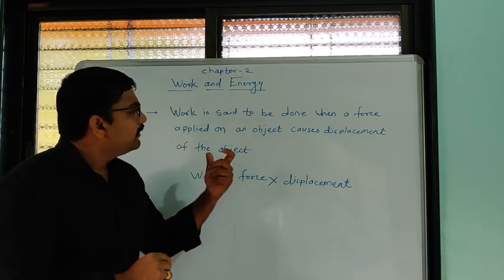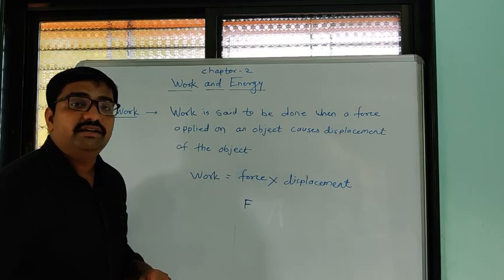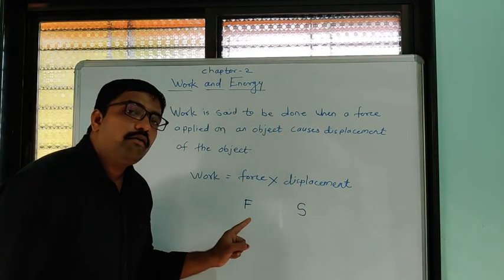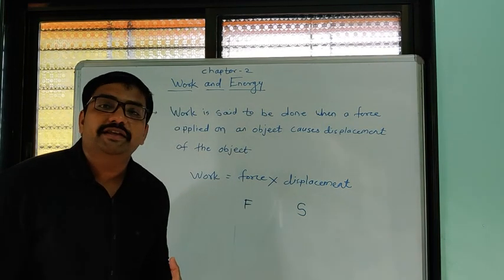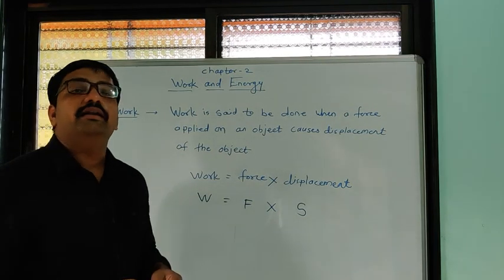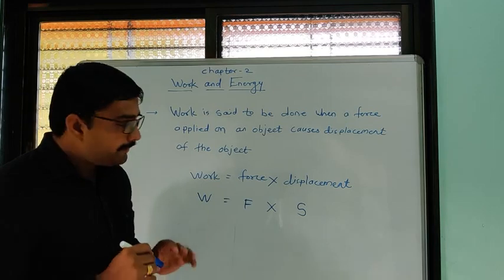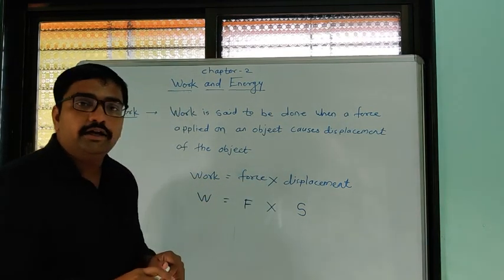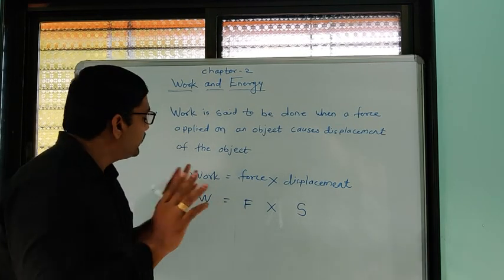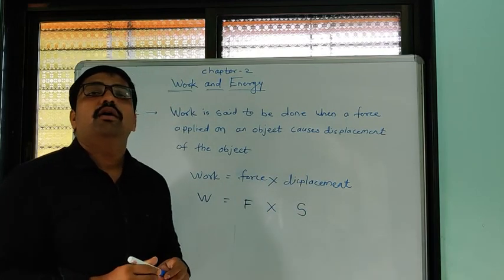So suppose F is a force we apply on some object, and due to that force, S is the displacement produced in the object. Then work is given by force into displacement. That is the formula of work. You have to remember this formula, as we use it up to 12th standard and after that also. So work is equal to force into displacement: W equals F into S is the formula of work done.